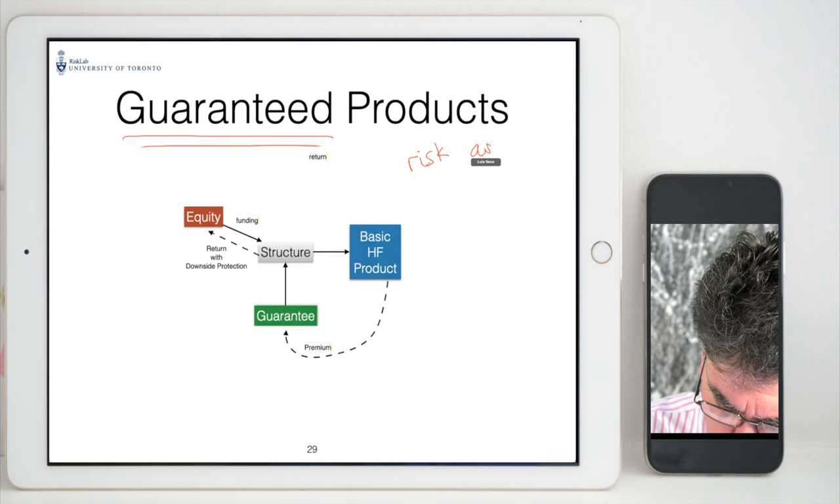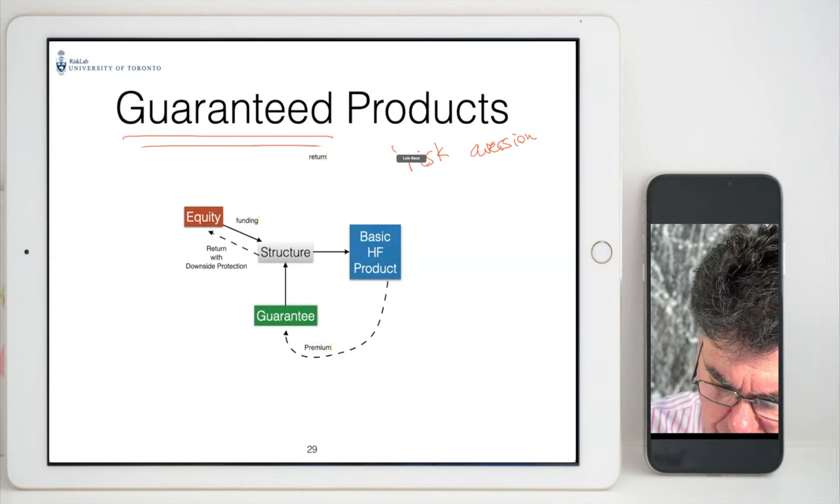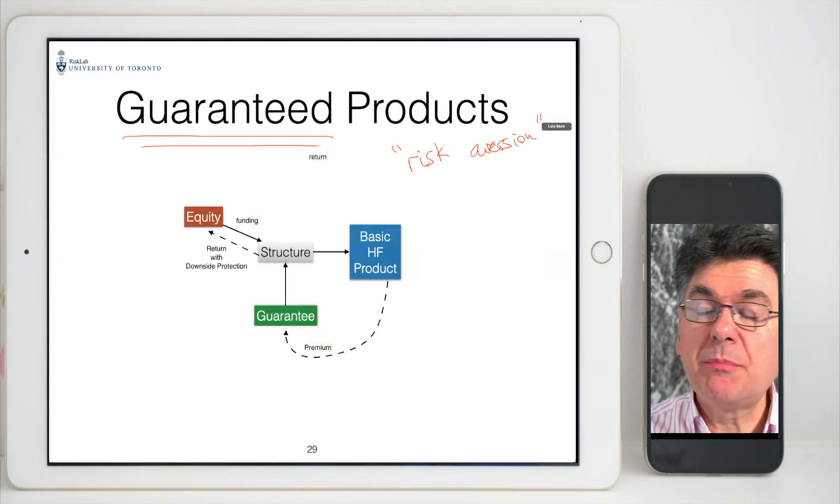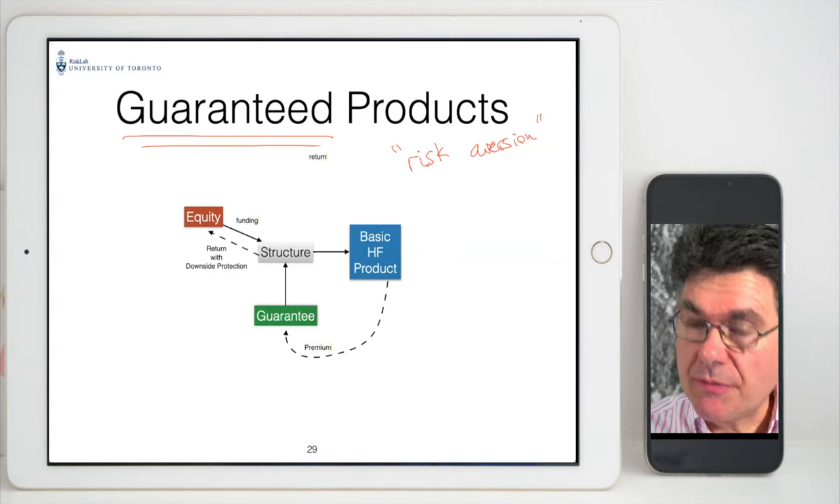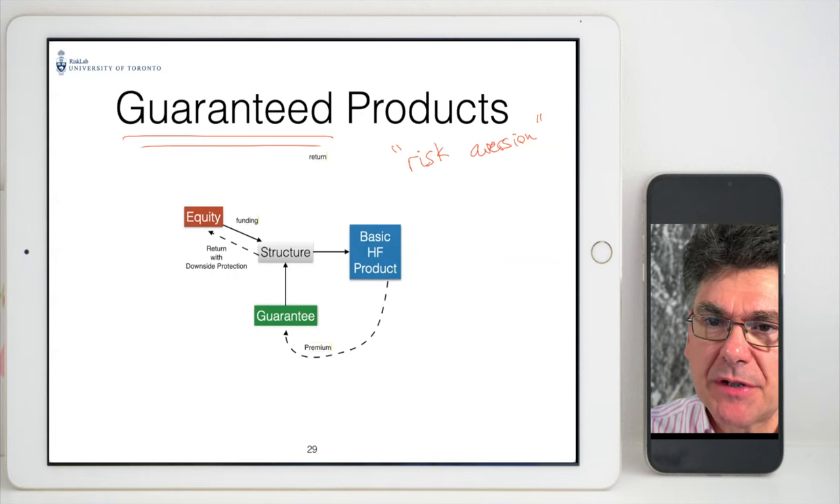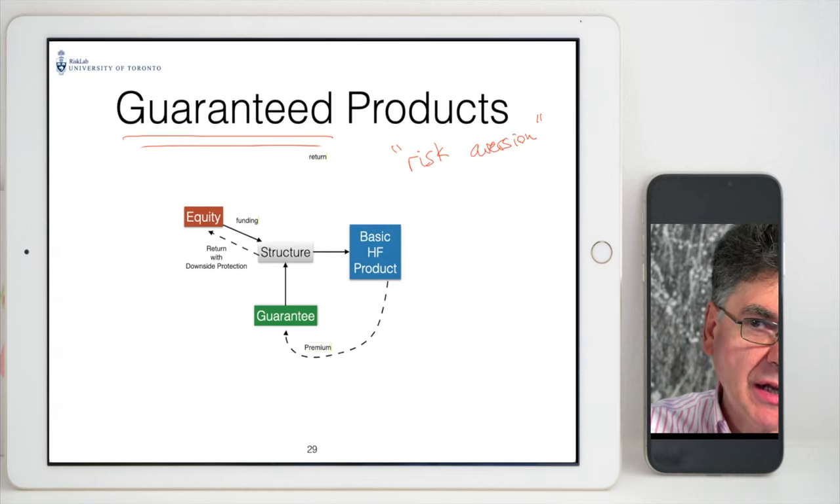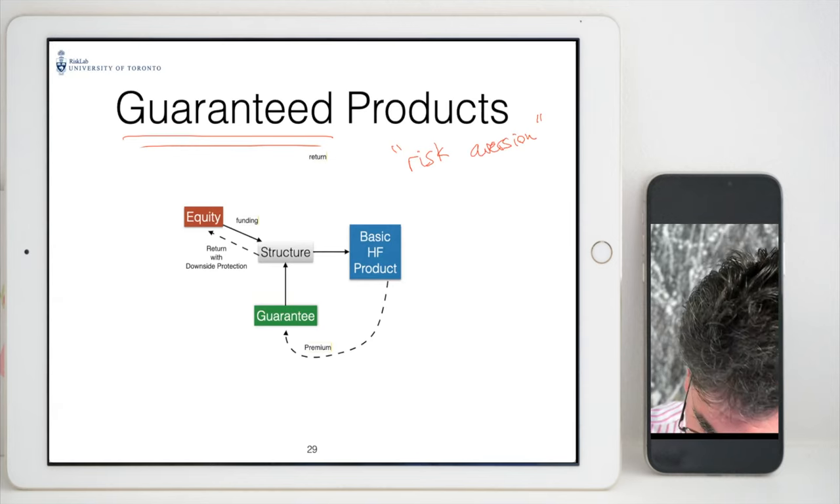Risk aversion refers to the desire to minimize the risk as much as possible. Some investors are very risk averse, which means they like investments that don't take any risk. If something bad happens, someone else will pay for that. This is an example of that.